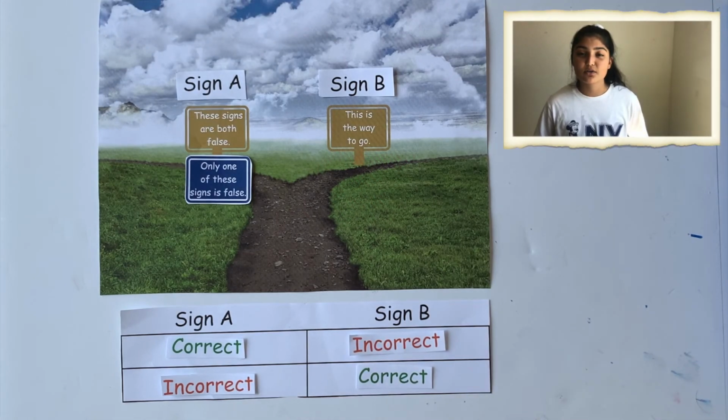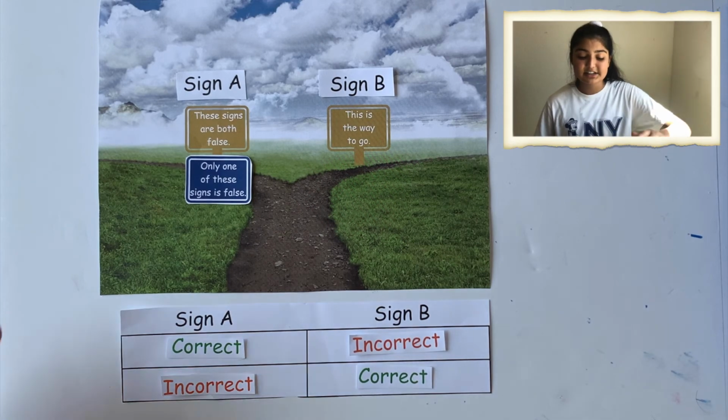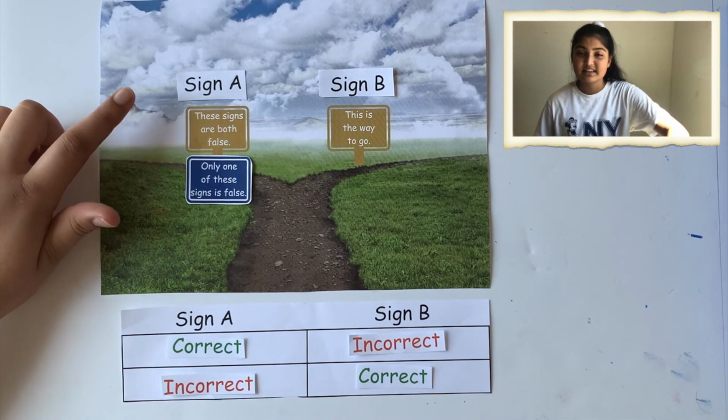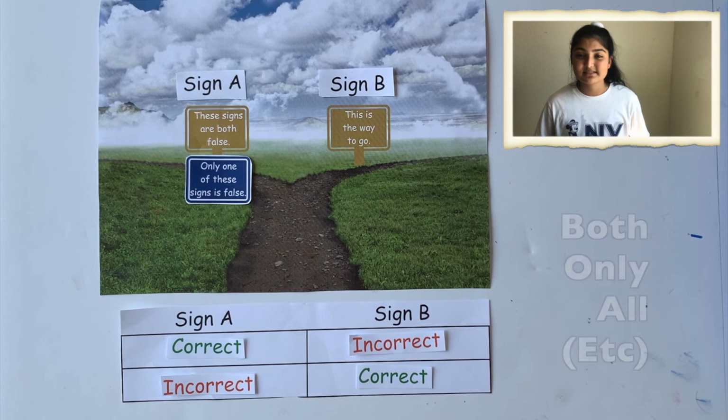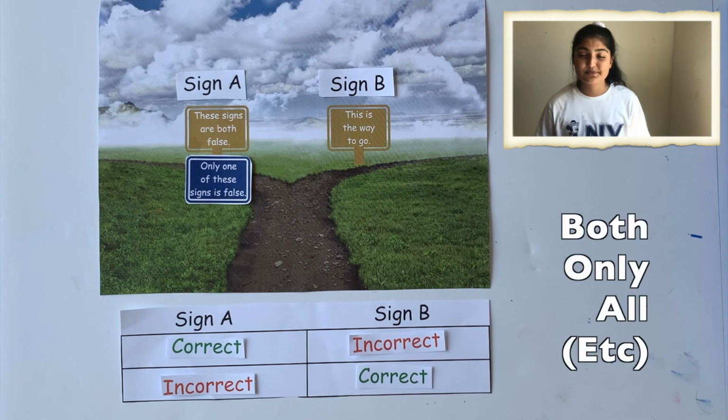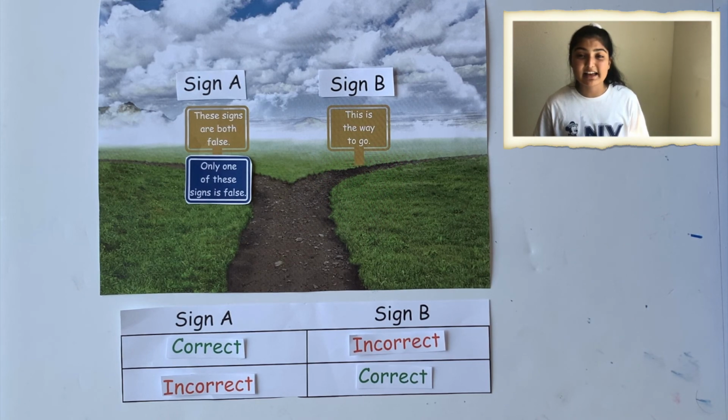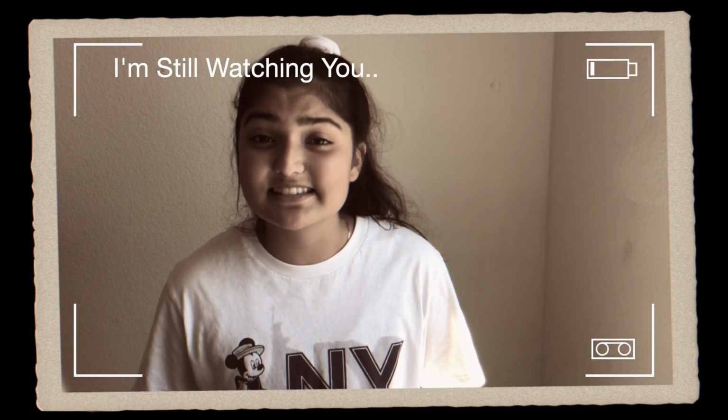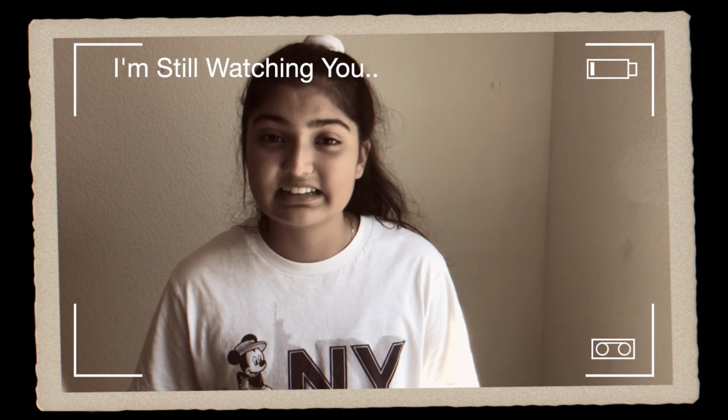Be on the lookout for signs in Mordin's maze, such as sign A, that use words such as both, only, all, etc., as they usually present contradictions. So the knight decides to take path B.